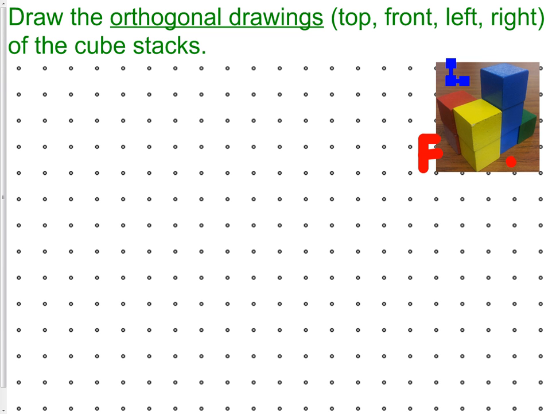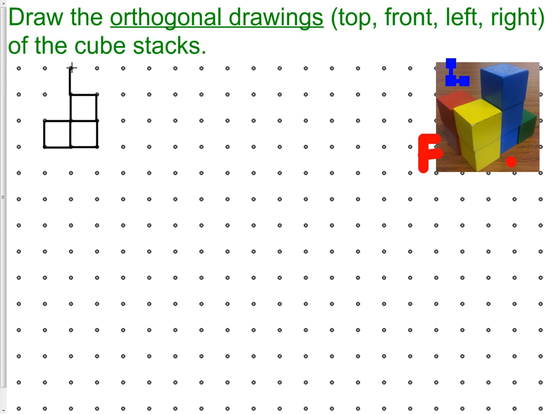As I look straight down, I would see one cube on the left. So this would be the red cube that I'm drawing. Next to that, I would see the top of the yellow cube. On top, or to the top side of the yellow cube, would be the blue cube. And to the top side of that would be the green cube.